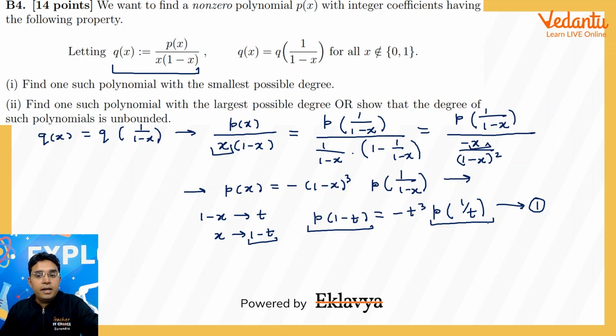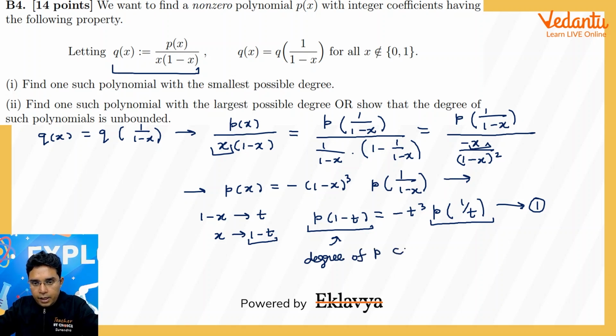We will be getting negative powers of t, and it is multiplied with t cube outside. So in order for this left side to be a polynomial, and hence this right side should also be a polynomial, we will require that this t cube should cancel all the negative powers of t, so that the right side is also a polynomial.